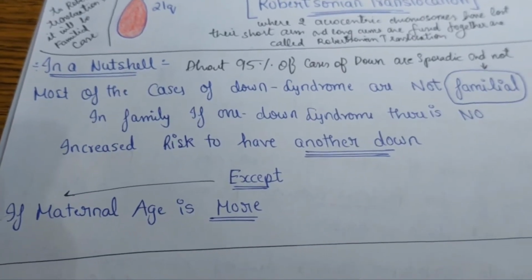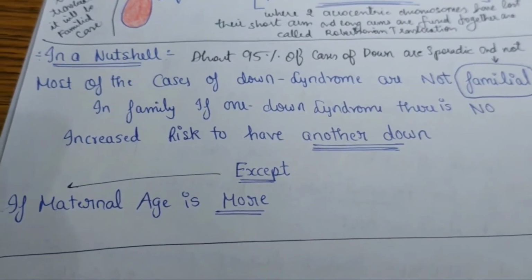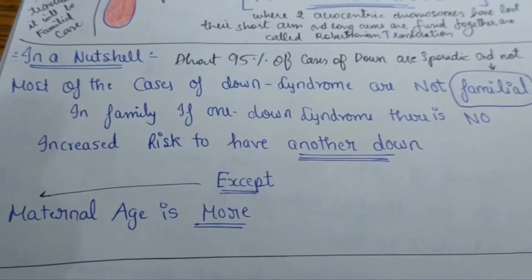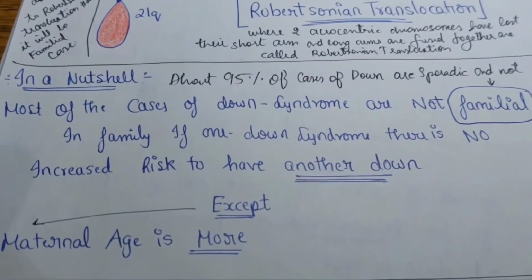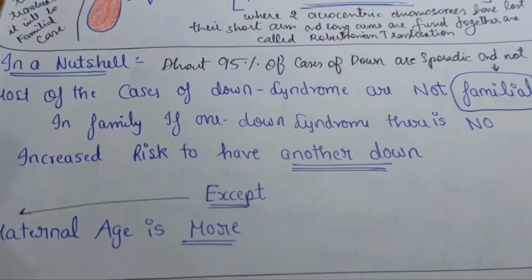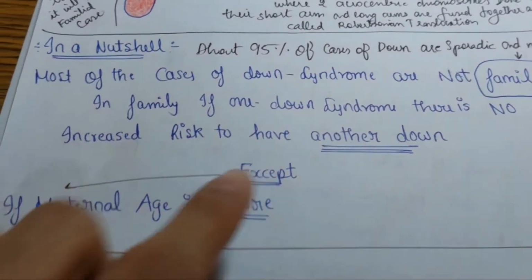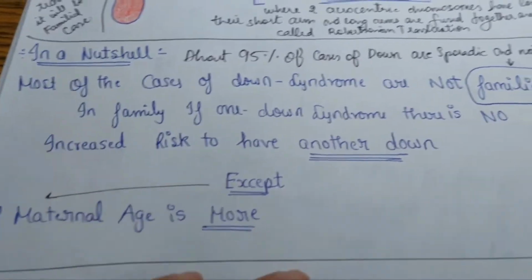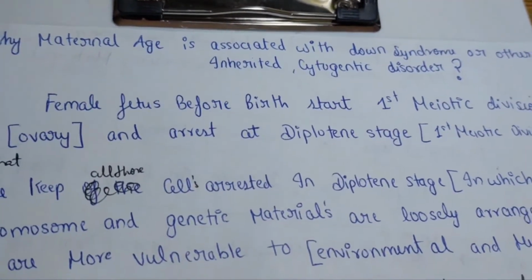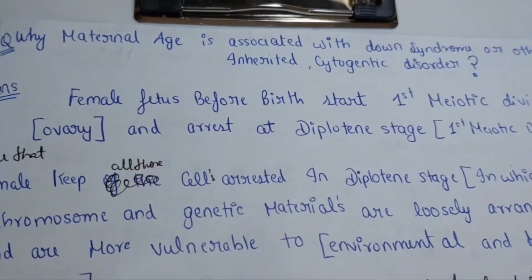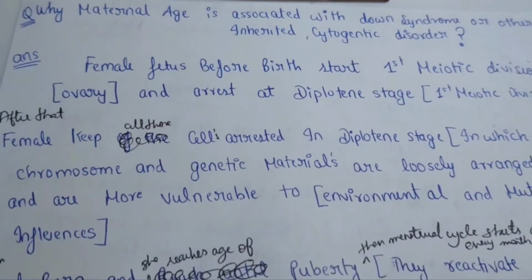So if most cases of Down syndrome are not familial, then in a family, if one child suffers from Down syndrome, there is no increased risk of having another Down syndrome child. The only exception is that if the maternal age is high, the risk of having a Down syndrome child is high. Now our question is why maternal age is associated with Down syndrome or other inherited cytogenetic disorders.